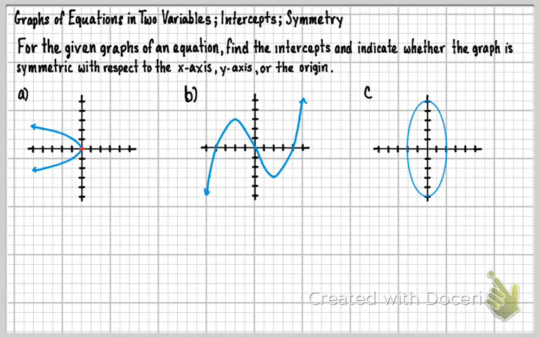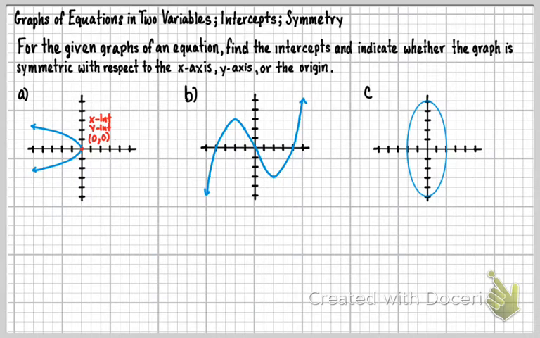Now it tells us to find the intercepts, so I'm going to label that as well. That intercept is (0, 0), and that's my x-intercept and my y-intercept. Now what it wants us to do is determine if this is symmetric with respect to the origin, the x-axis, or the y-axis. So remember how that went.